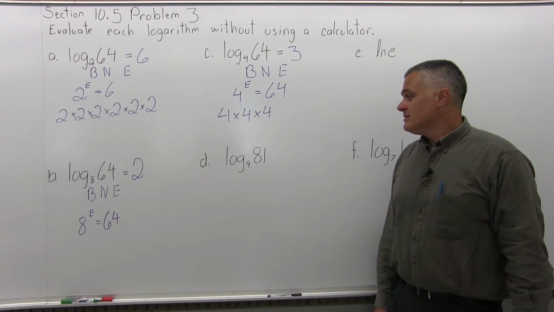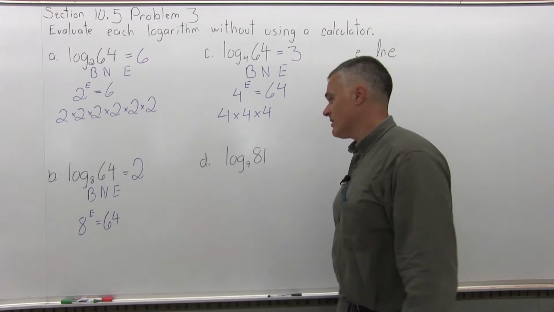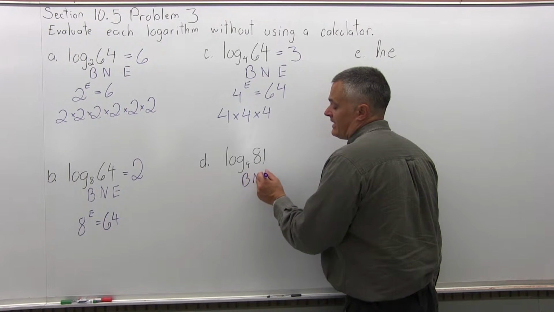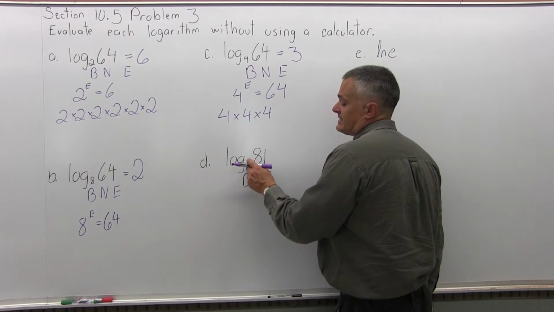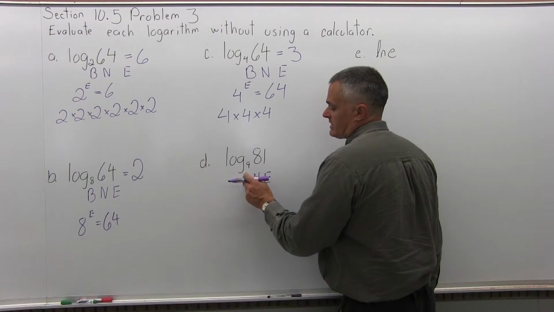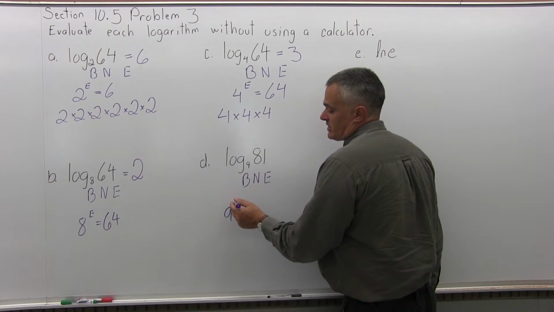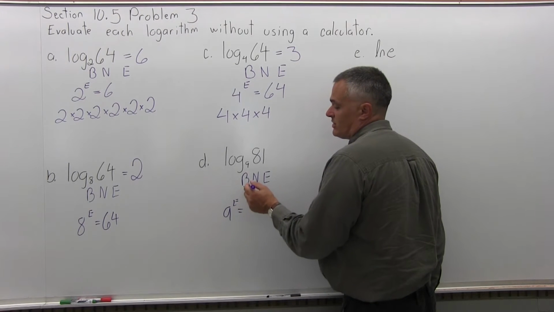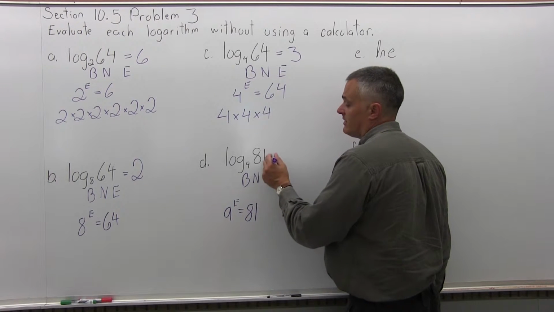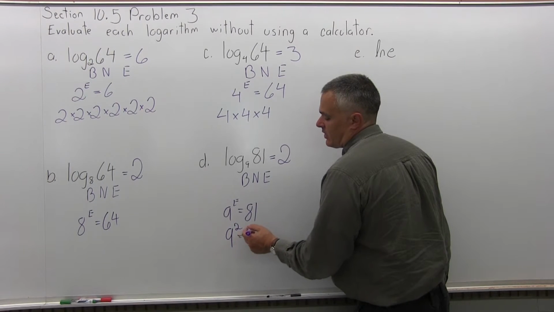And part D, same type of problem. It says solve log base 9 of 81 without using a calculator. So in its log form, again, I write Benny, b-n-e for base, number, exponent. The base is 9, the number is 81, and the exponent is unknown. So in its exponential form, we start with the base 9, and then the exponent, so I'll just leave an e for exponent, equals the number 81. Well, 9 to some exponent is 81. That exponent must be 2. 9 to the second power is 81.